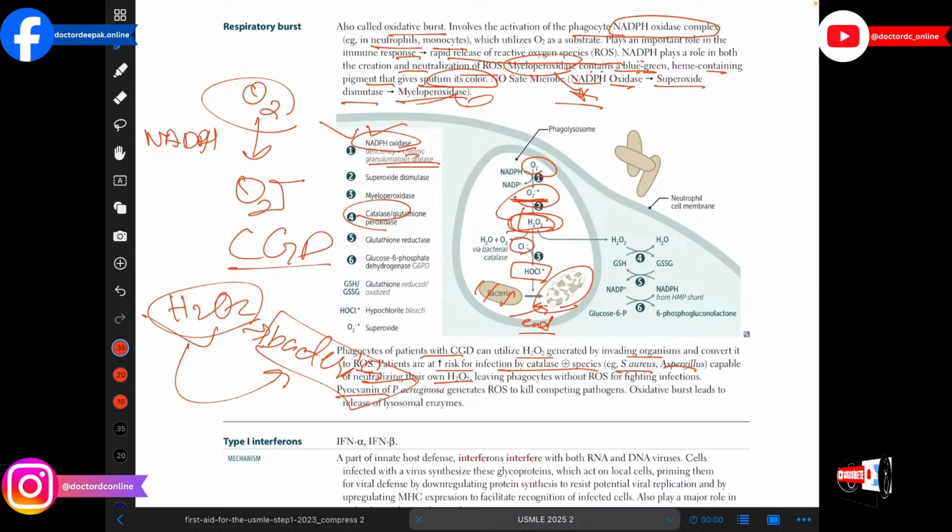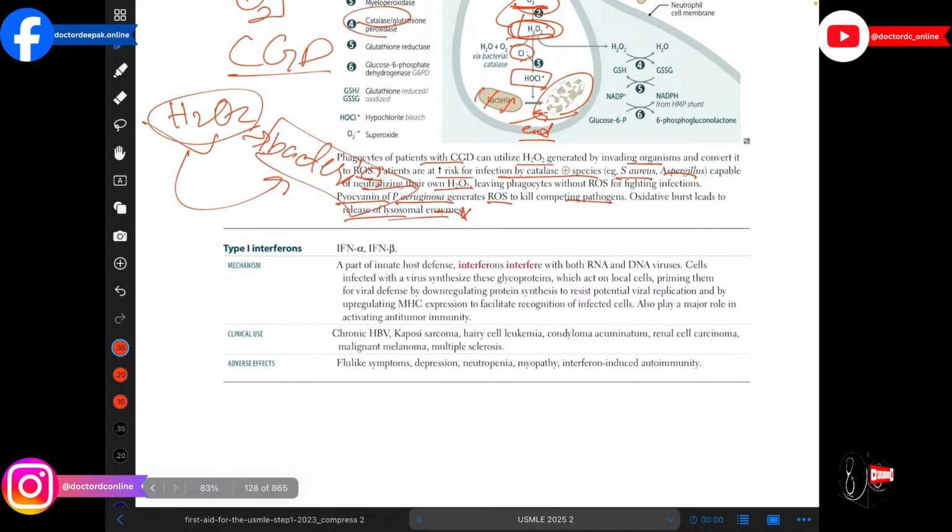The pyocyanin of P. aeruginosa generates ROS to kill competing pathogens, and oxidative damage leads to release of lysosomal enzymes. This is just an immune response, the killing of bacteria by free radicals, and this was already discussed in the general pathology free radical topic, if you guys remember.